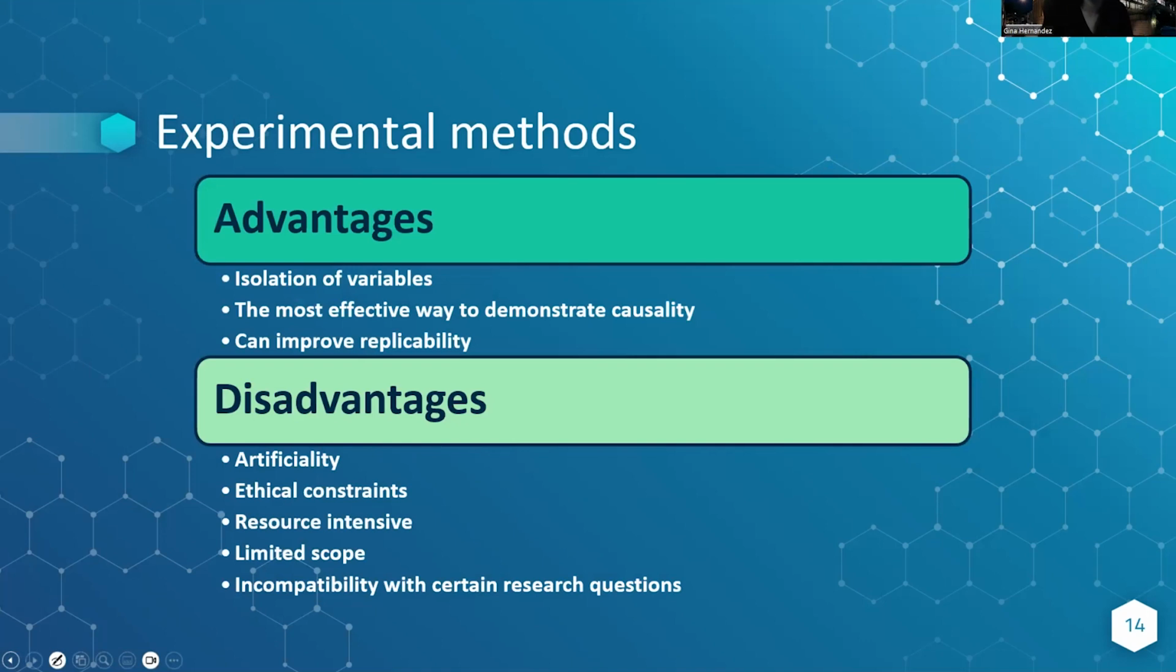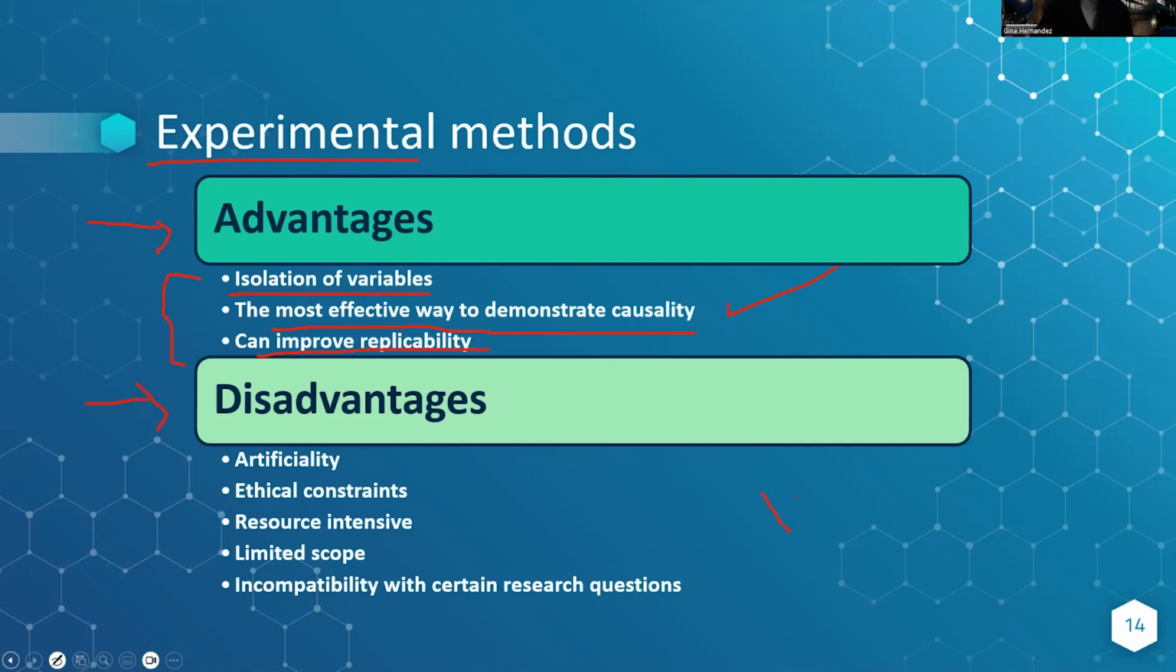So the experimental method, you know now, is all about control, manipulation, and confounding variables. Being able to establish causality, it is the strongest design we have in psychological sciences, and it has its advantages and disadvantages. As you can see here, isolation of variables is great, and it is also our most efficient way to demonstrate causality. It is the only method that can actually demonstrate causality. And because of being so strict, it can improve the replicability of your findings. So these are the positive things.